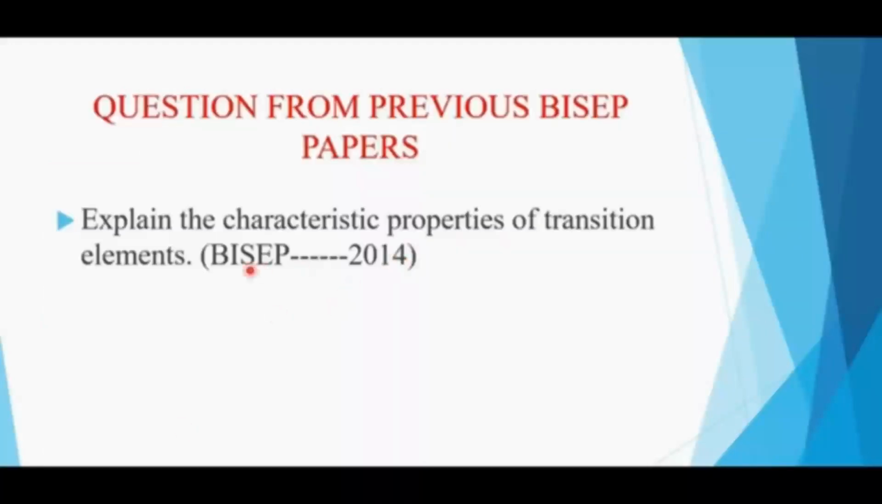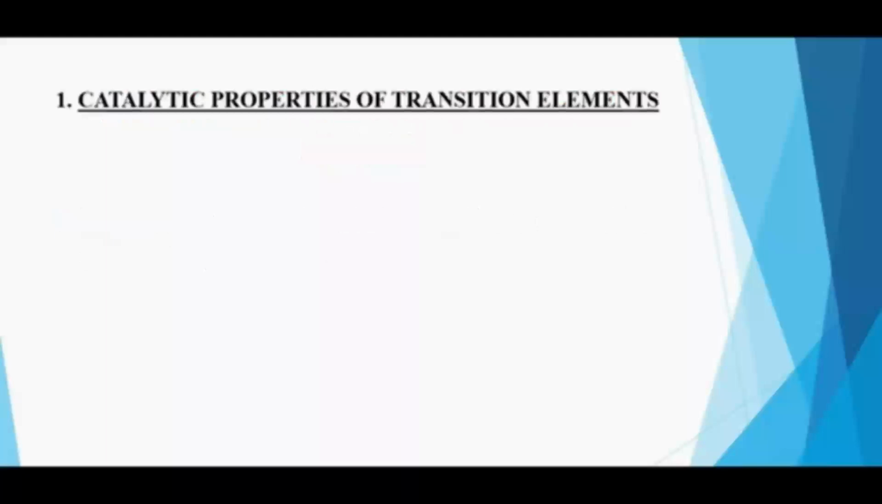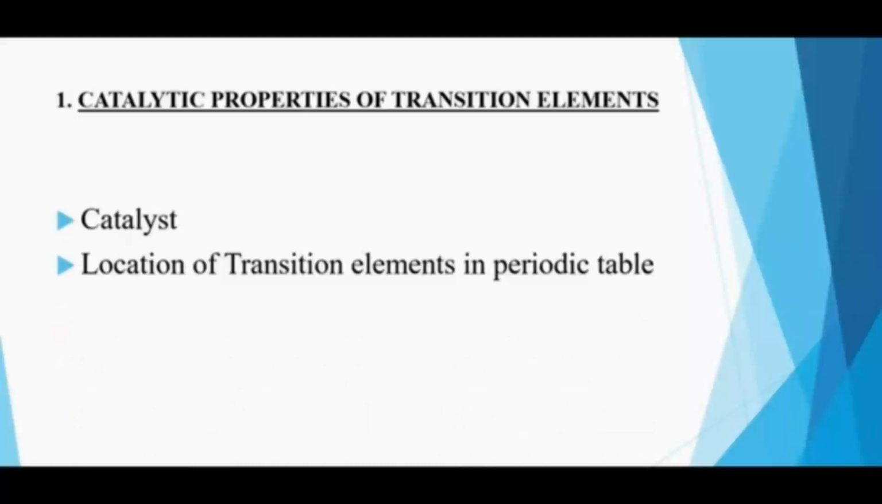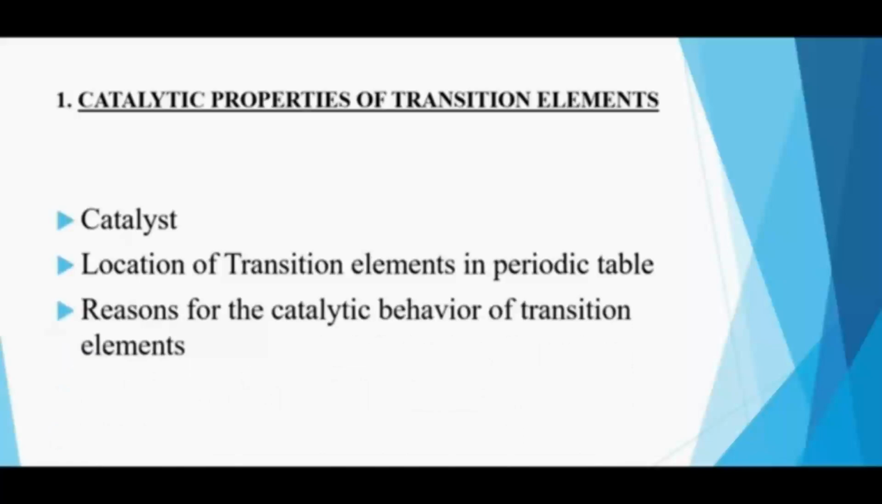The 2014 BISE paper has the question: explain the characteristic properties of transition elements. The first characteristic of transition elements is the catalytic property. In this regard, first we will define catalyst, then location of transition elements in the periodic table, and finally reasons for the catalytic behavior of transition elements. So let's begin with the definition of catalyst.